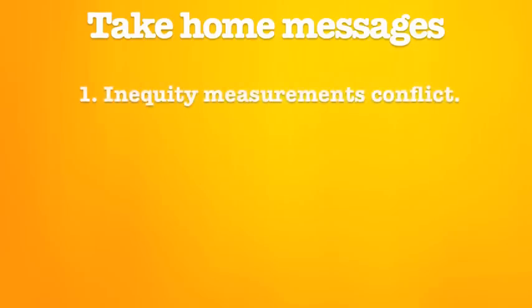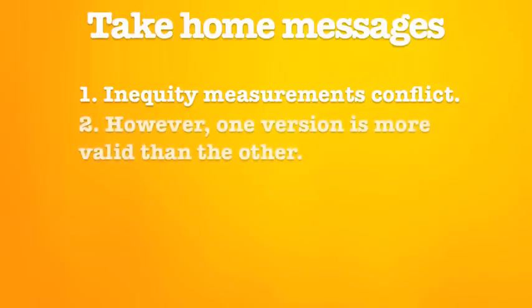So here are the two take-home messages. First, inequity measurements conflict. Second, one version is more valid than the other. At best, inequities are perhaps reduced within the middle class, but inequities between the richest and poorest countries and classes are on the rise. Now finally you might ask, so what?